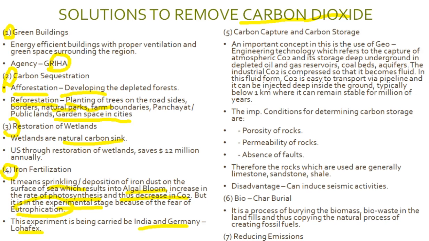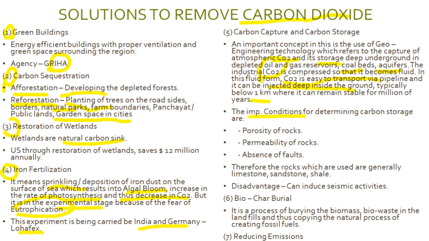So the fifth one is carbon capture and carbon storage. An important concept in this is the use of geoengineering technology, which refers to the capture of atmospheric carbon dioxide and its storage deep underground in depleted oil and gas reservoirs, coal beds, and aquifers. So the industrial carbon dioxide is compressed so that it becomes fluid. In this fluid form, carbon dioxide is easy to transport via pipeline and it can be injected deep inside the ground, typically below 1 kilometer, where it can remain stable for millions of years, right?